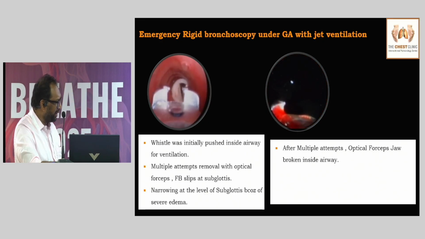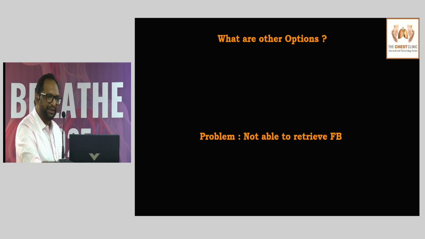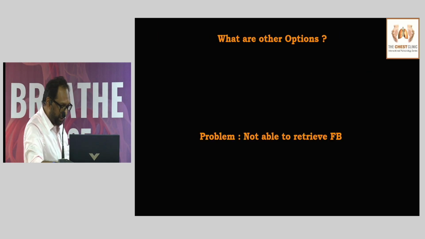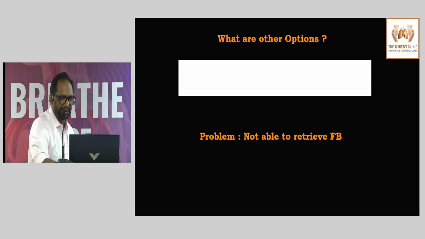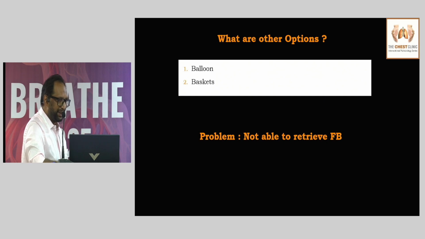Luckily I had another spare optical forceps. Initially, what I did was extract the broken jaw. So what are the options now? Again the same problem: tight subglottis, not able to retrieve. What are the options? Balloon, basket is not going to work. The best instrument where you can exert more force is an optical forceps. More than that, there is no other instrument available.